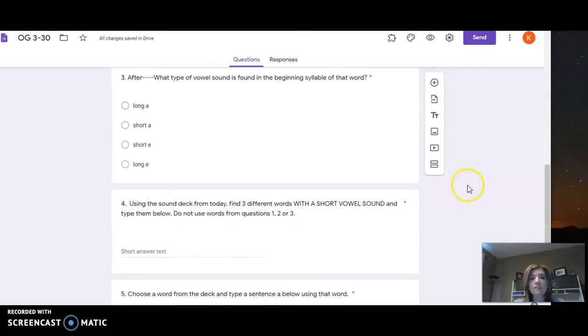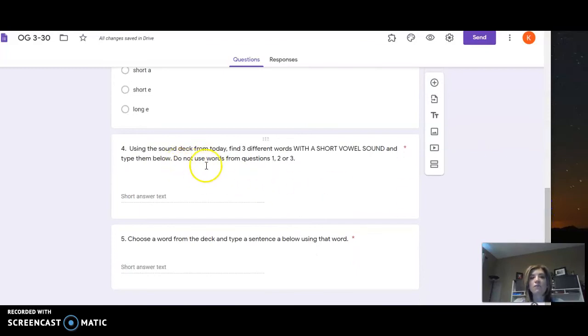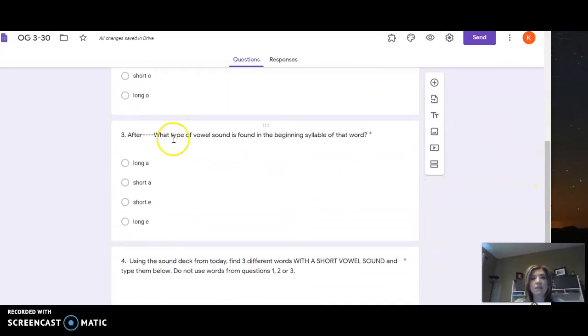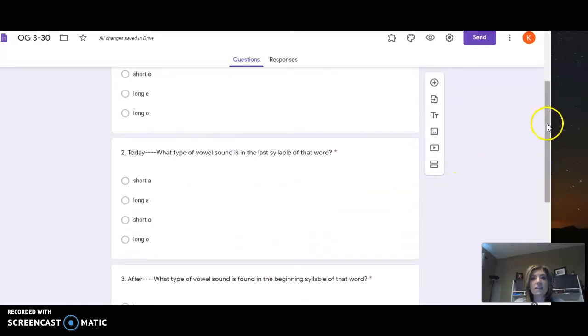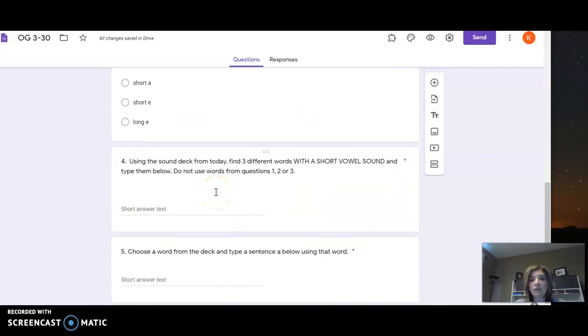Number 4 says that you're going to use the sound deck from today and find 3 different words with a short vowel sound. Remember our short vowel sounds that we just reviewed using our sound cards. I did put a special note in here about number 4. Do not use words from questions 1, 2, or 3. So in other words, don't come back up here to the top and use the words after or today or before when you're answering question number 4.